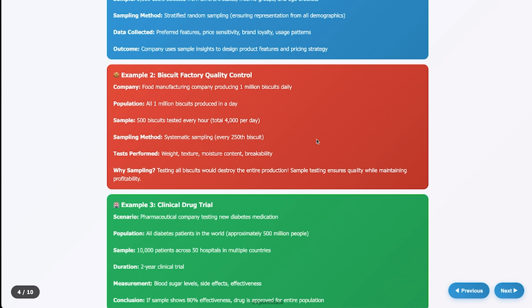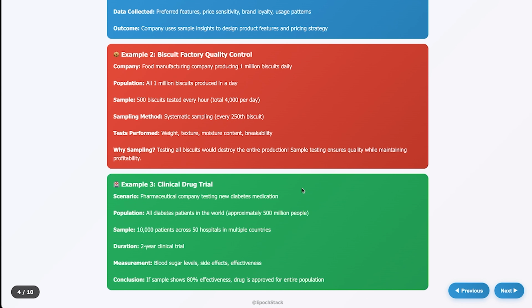Now in this case they use the systematic sampling method. For example, on the conveyor belt they select every 250th biscuit and on that particular biscuit they perform certain tests, like checking the weight, the texture, the moisture content and the breakability of the biscuit. In that case they ensure the quality while maintaining the profitability. So that's how you can see how sampling is used even in industries, in manufacturing or the production line.